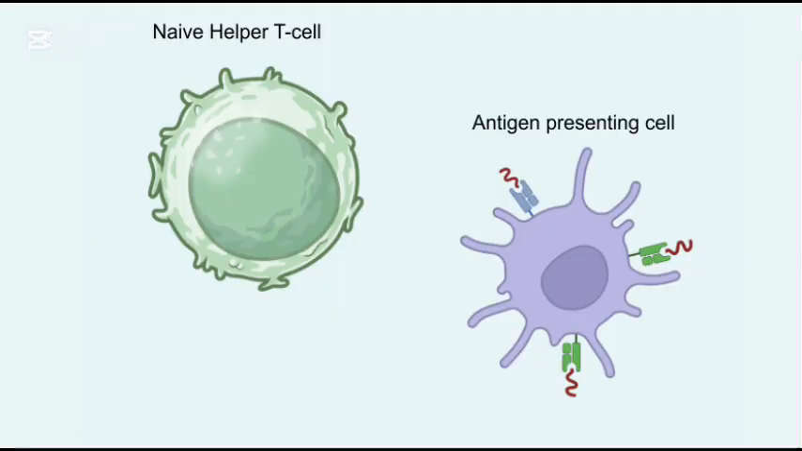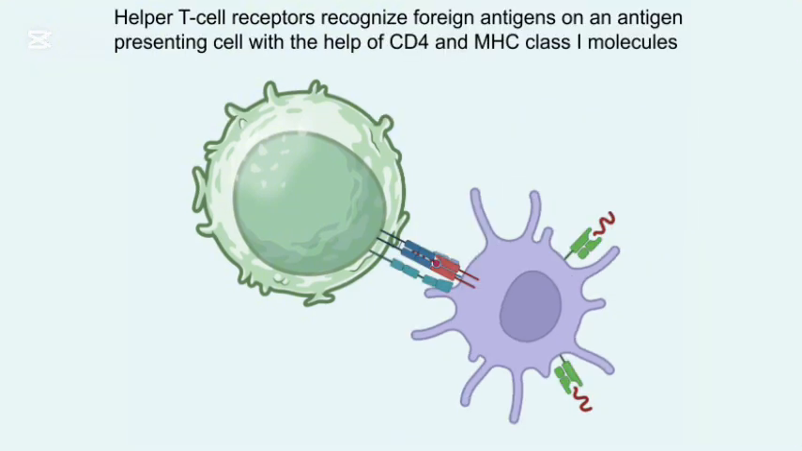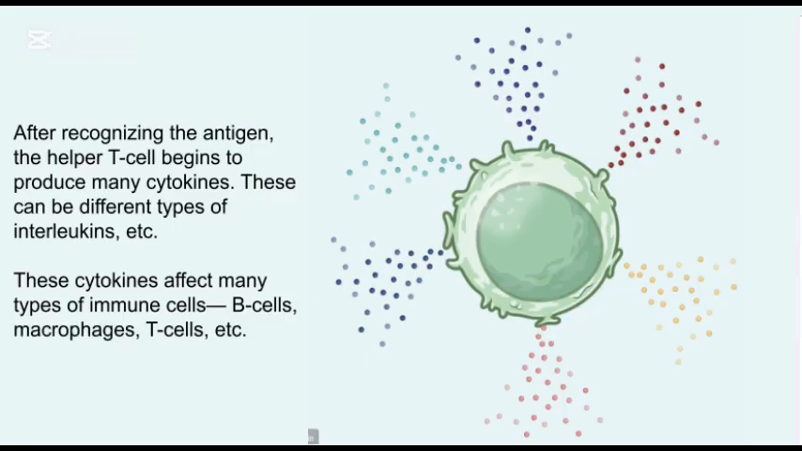Paracrine signaling. Here is a naive helper T cell and an antigen-presenting cell. The helper T cell comes in contact with the antigen-presenting cell and recognizes foreign antigens on the antigen-presenting cell with the help of CD4 and MHC class II molecules. After recognizing the antigen, the helper T cell begins to produce many cytokines. These can be different types of interleukins, etc.